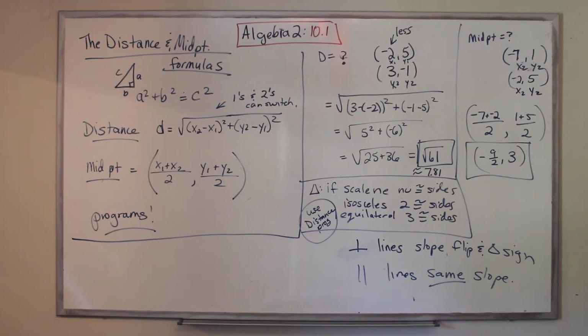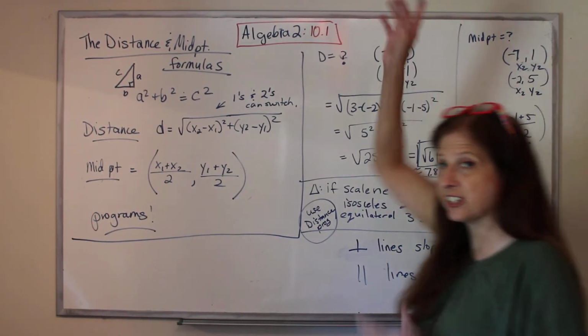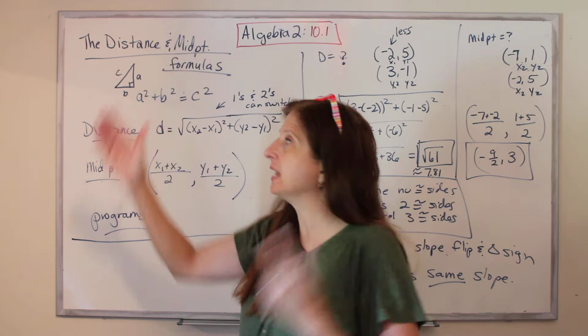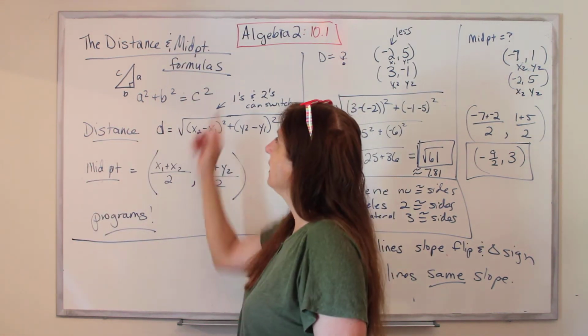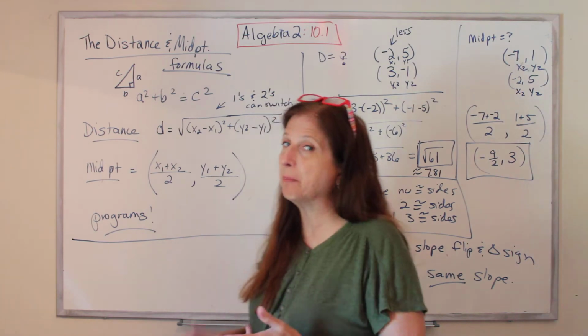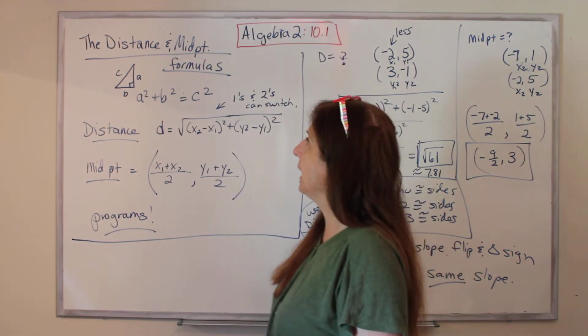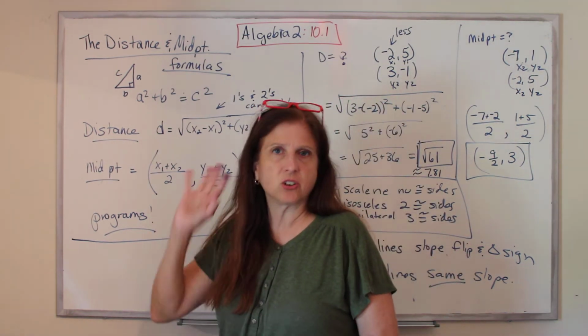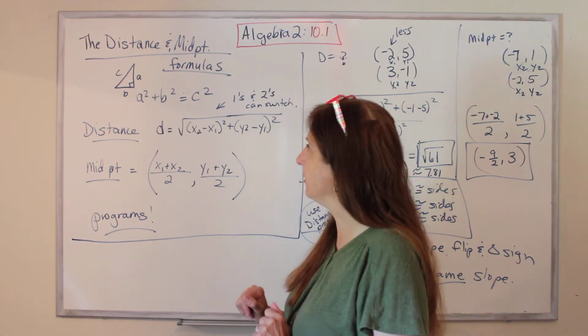Welcome back to Algebra 2, Chapter 10. We're making it, Section 1, the distance and midpoint formulas. Now you learned this in Algebra 1 and maybe even pre-algebra and in geometry. So these are old friends. This is just a review.